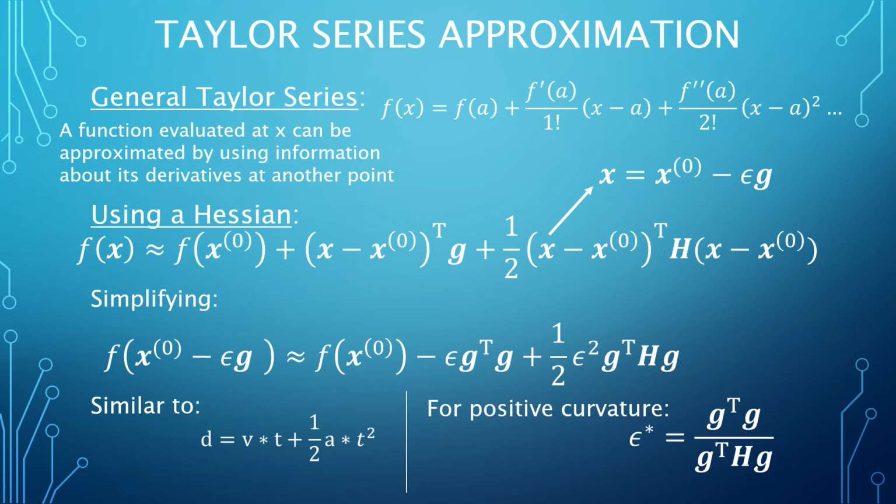If the last term is 0 or a negative value, the Taylor series predicts that the function will decrease forever, so iteration would have no end. We know that that might not be the case though, because the Taylor function is an approximation. In practice, a heuristic should be used to select a step size. For a function with positive curvature, the optimal step size can be computed, as is seen on the bottom right.